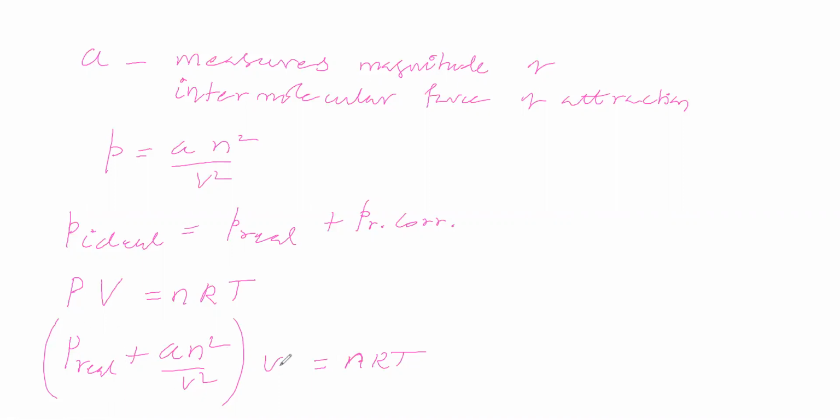Then regarding volume, we will see. This V is called ideal volume. In the PV is equal to nRT formula, V is called ideal volume. What is meant by ideal volume? Ideal volume meaning is free volume. Ideal volume is nothing but a free volume.